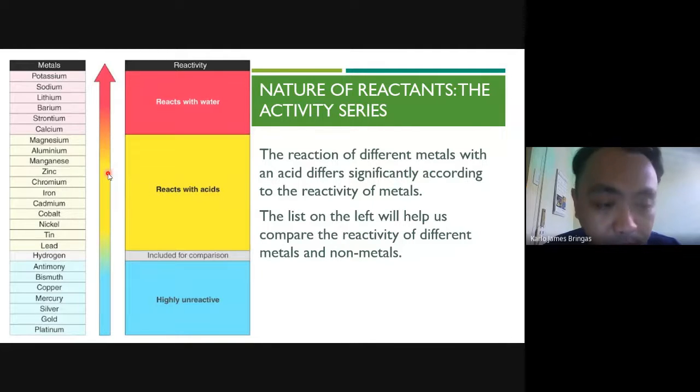acids. And further on down the line, we have hydrogen just for comparison's sake. We have something like our silver, gold, and platinum. So silver, gold, and platinum are at the very bottom ng list. These are highly unreactive na metals. So if you have your gold jewelry, for instance, and it is exposed to the acid in, let's say, our sweat, it doesn't react at all. So it just remains in very good condition.